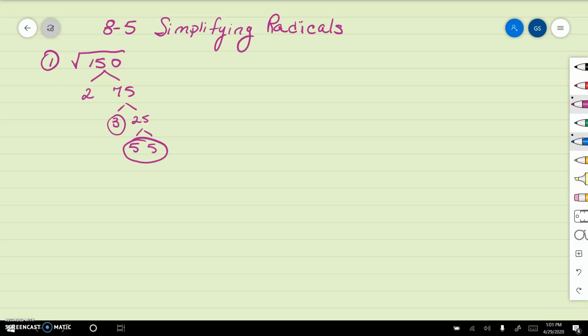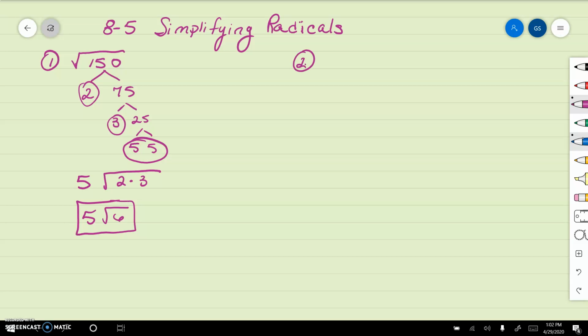Now the bottoms of the other branches do not make a pair. What makes a pair goes on the outside. So the 5s make a pair. What's left over goes on the inside. You have a 2 and a 3. You're going to multiply those. And so that's going to be 5 radical 6. That's just like we did yesterday. So let's do another one that's a little different.